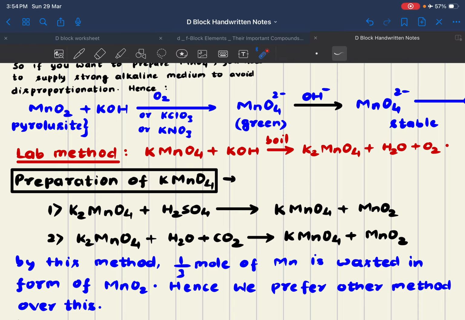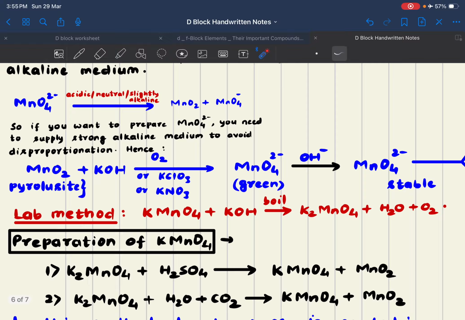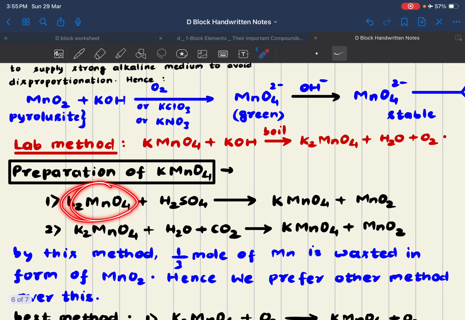So this is all about the preparation of K2MnO4. Now we will move on to the preparation of KMnO4, potassium permanganate. As we know, the manganate ion has a disproportionation tendency. If you supply acidic medium, neutral medium, or slightly alkaline medium, they disproportionate. So we will use the same characteristic, and we will supply the acidic medium to the manganate ion.